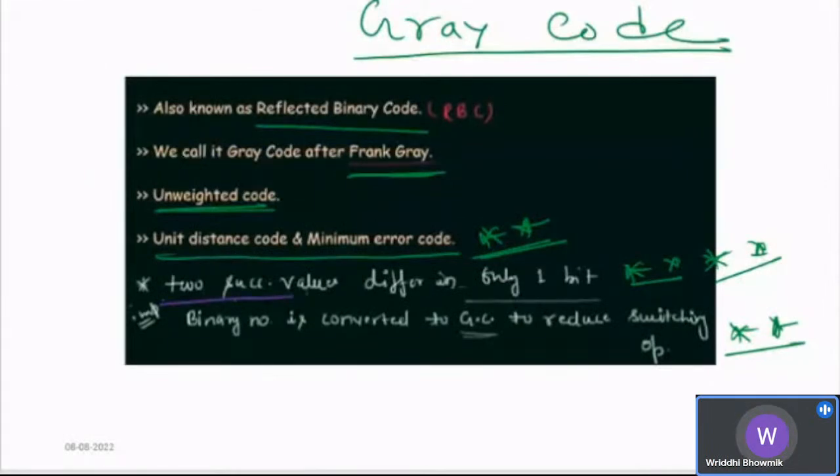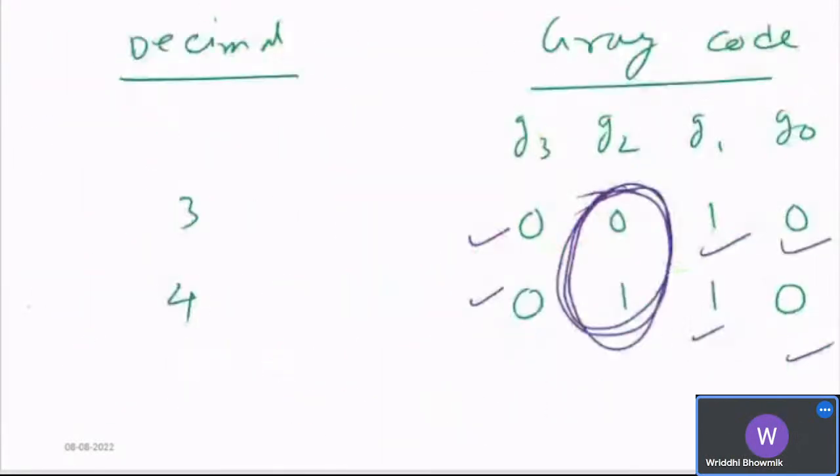That is why it is written two successive values differ in only 1 bit. Here in G2, in 1 bit, it has differed. 3 and 4 are two successive values. In the gray code, it differs in only 1 bit. In G2 position, in case of 3, there is a 0. In case of 4, in G2 position there is a 1. So this is only a difference in 1 bit.